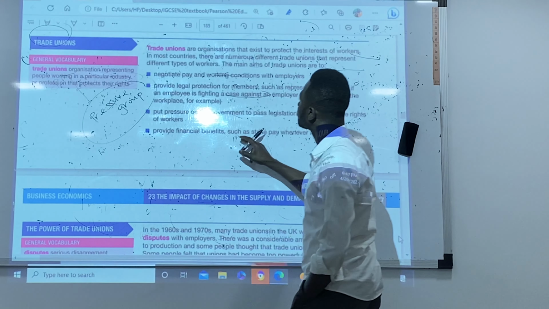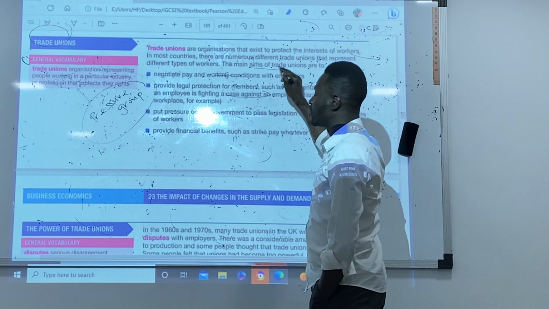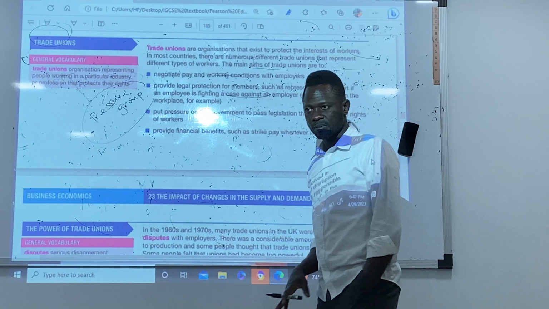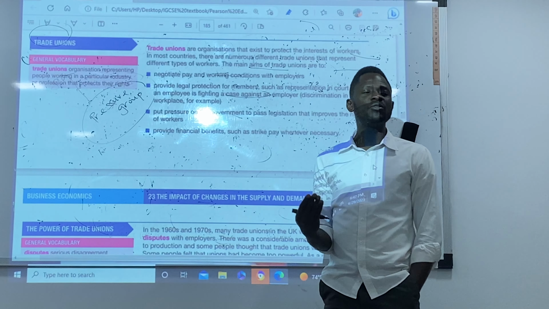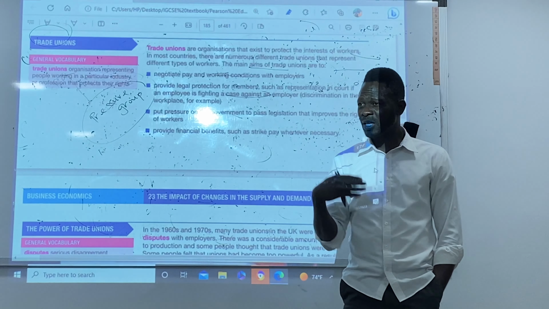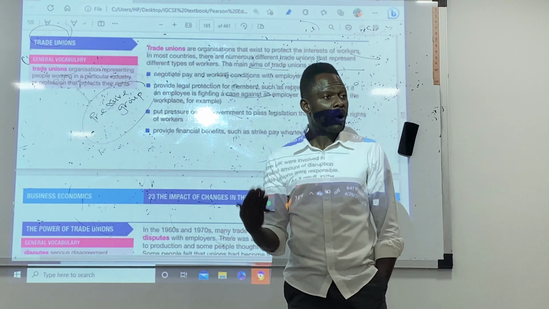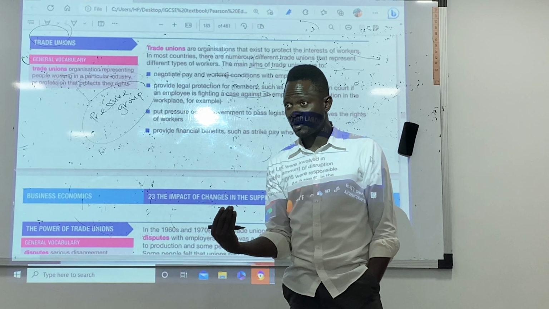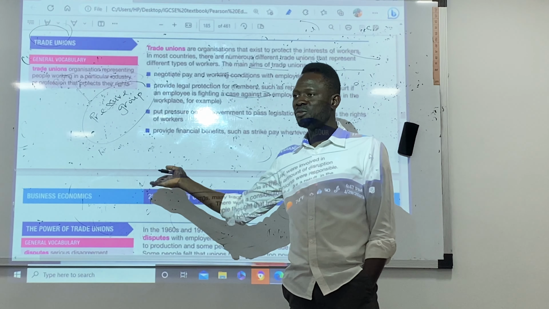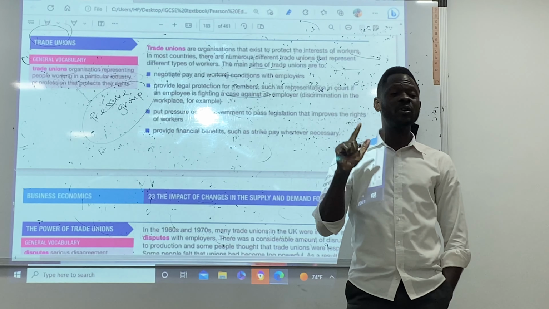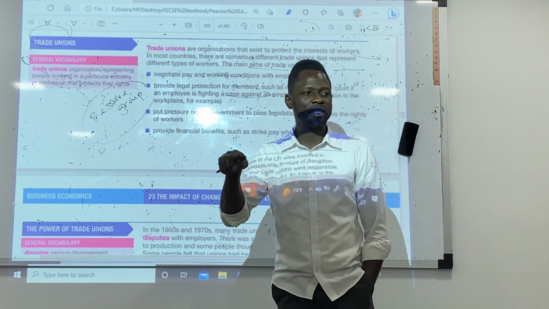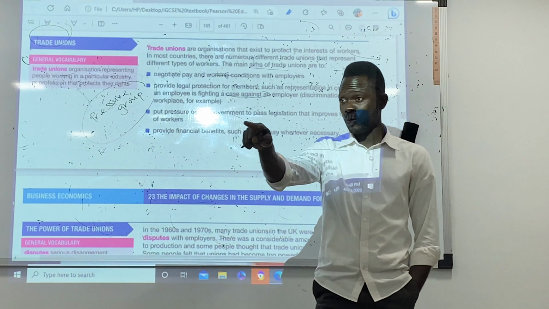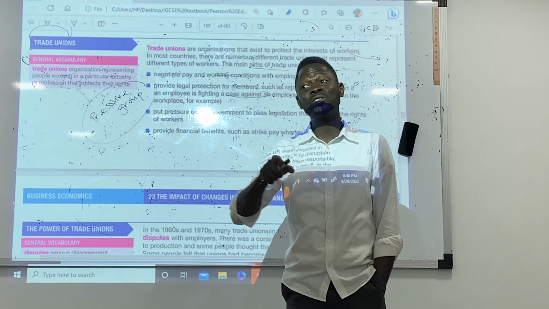Okay, it's clear. So, what are the aims of the trade union? Number one, negotiate pay and working conditions with employers. Why do you even join the trade union? You are joining the trade union to protect your interests. You don't want to be cheated at the workplace. That's why you are part of the trade union. As soon as you are part of the trade union, they will negotiate a salary increase for you. So instead of you negotiating with your employer, you use the trade union.